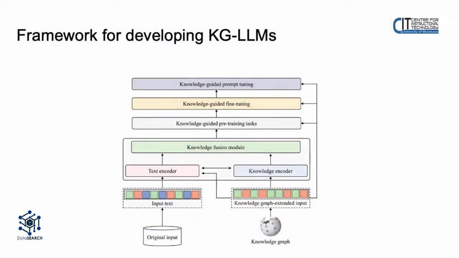This is just showing a general framework for how we could develop KG and LLM models together. We have input text and we have a knowledge graph. We can have different encoders for knowledge encoding and text encoding. The idea is a fusion module to combine this, and we could approach this problem in different phases of the LLM training: through knowledge-guided pre-training, as I gave you some examples, knowledge-guided fine-tuning, and also knowledge-guided prompt tuning.